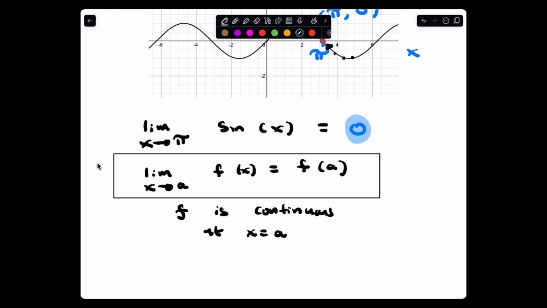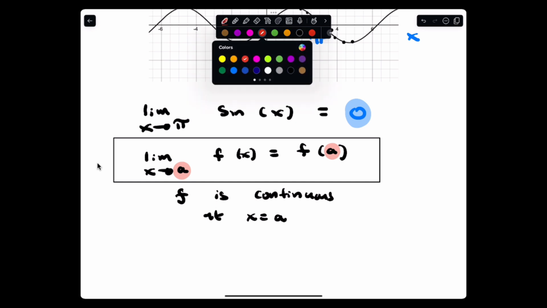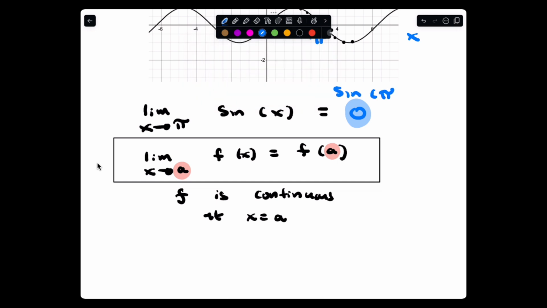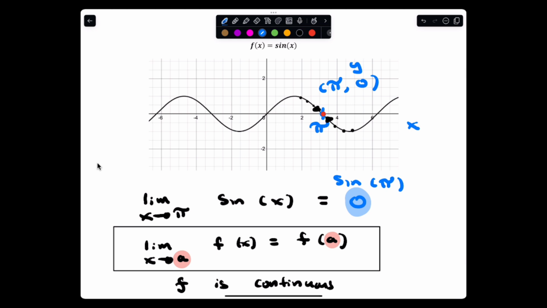Now, in your book, there's a way to evaluate limits when you know functions are continuous at points. Here's the easy approach. All I had to do is really find what sine of pi is. What's sine of pi? Zero. You go, really? Sine of pi is zero? Well, how do you know?